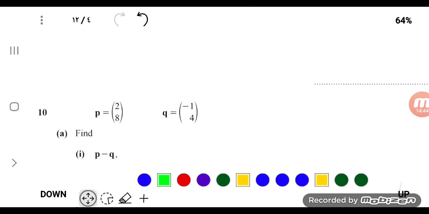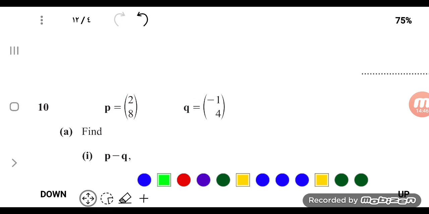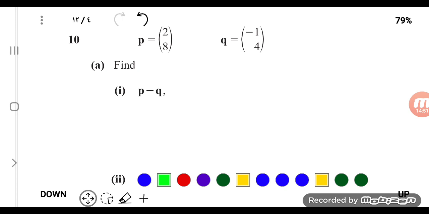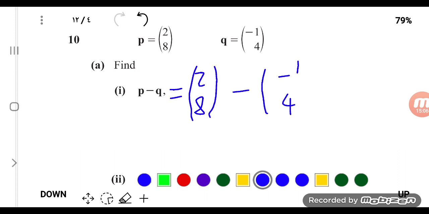Next question is about vectors. Question number 10. So here you have p minus q. You replace p is 2, 8, minus q is minus 1, 4. So if you calculate, 2 minus minus 1 is 3. 8 minus 4 is 4. And that is the answer.